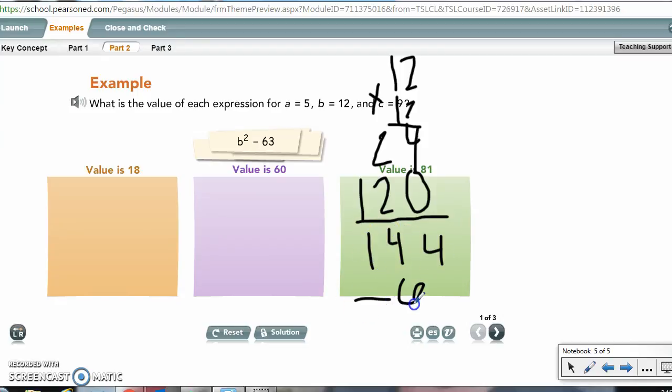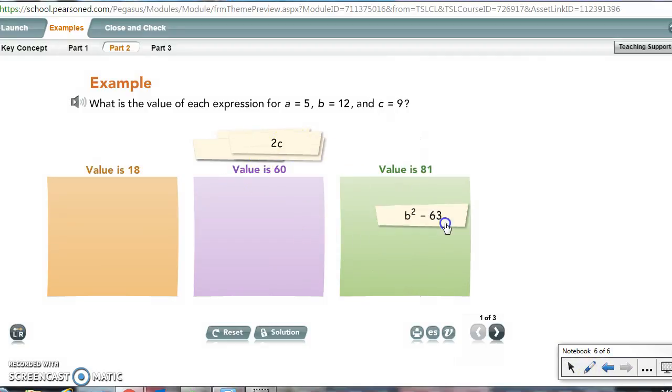When I subtract 63, because I have the minus 63, 4 minus 3 is 1. 4 minus 6 I cannot do, so I cross out my 1, make it a 0, and this becomes a 14. Well, what is 14 minus 6? 14 minus 6 should be 8, so the answer is 81. Let's go on to the next one.